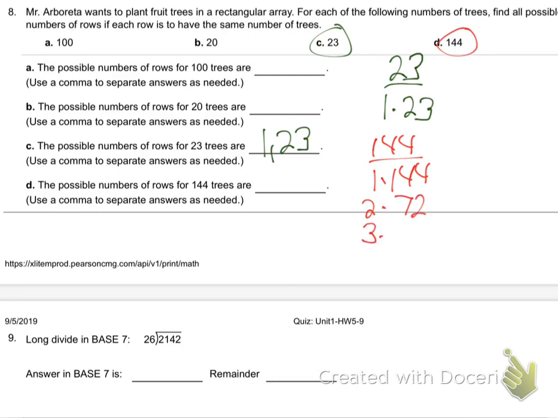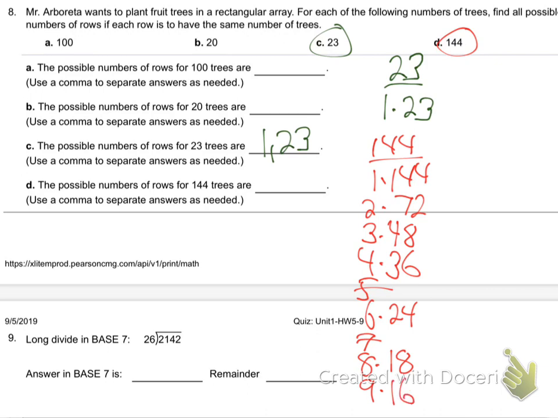3, I don't know about 3, I'm going to use my calculator here. 144 divided by 3, I'm getting 48. And then 4 is 36. And then 5 doesn't go. 6 is 24. 7 doesn't go. 8 is 18. 9, I think it's 16, yeah, 9, 16. 10 doesn't go. 11 doesn't go.